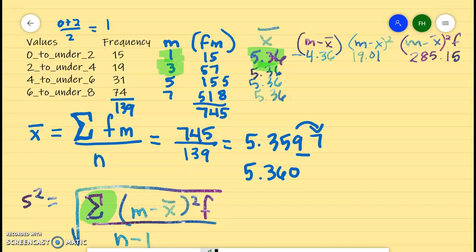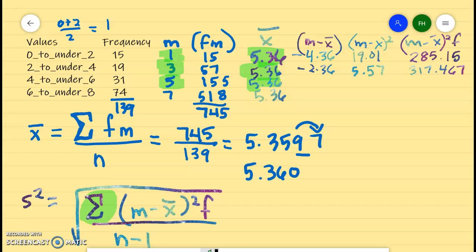We're going to do 3 minus 5.36, and you get negative 2.36, and then you're going to square that and round to 3 decimal places, and it's going to round to 5.57, and then you're going to times it by 57, and you're going to get 317.467.